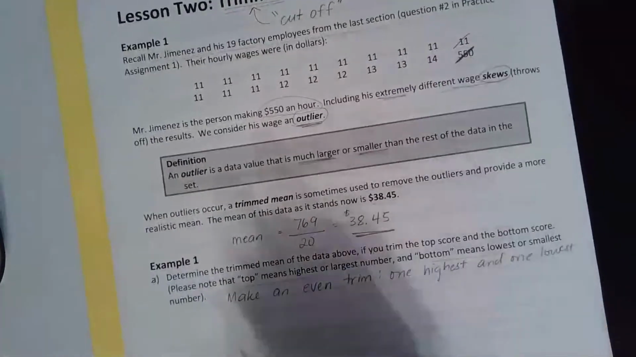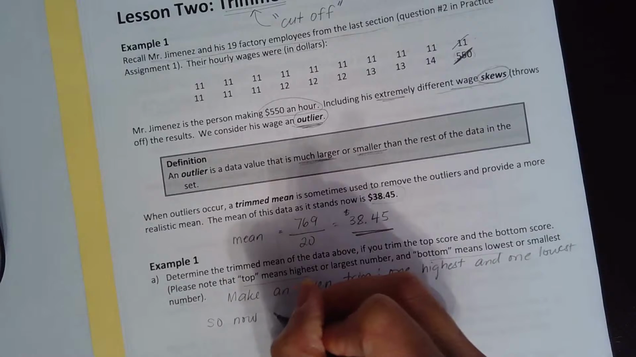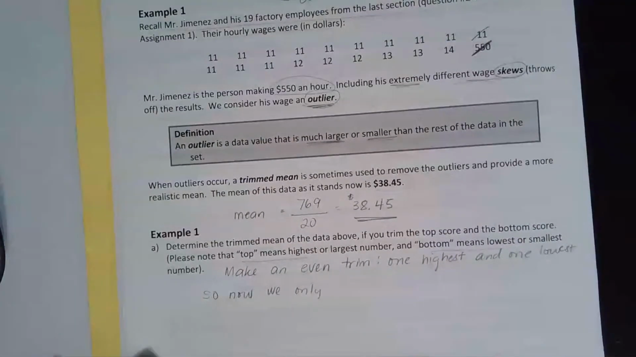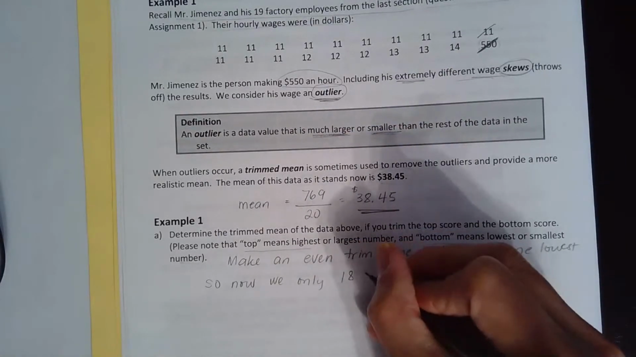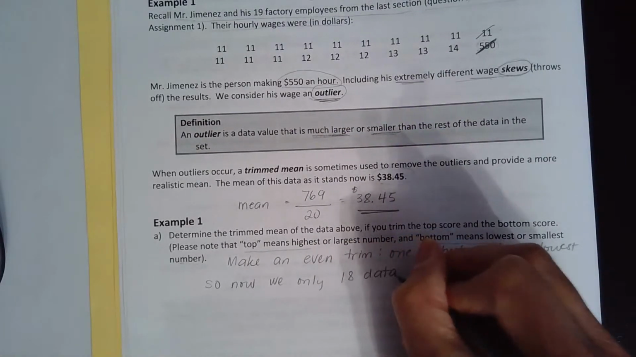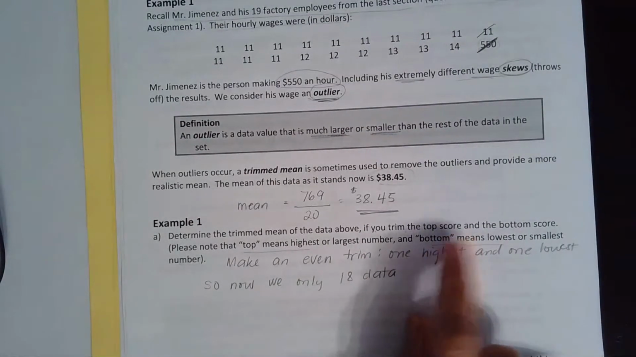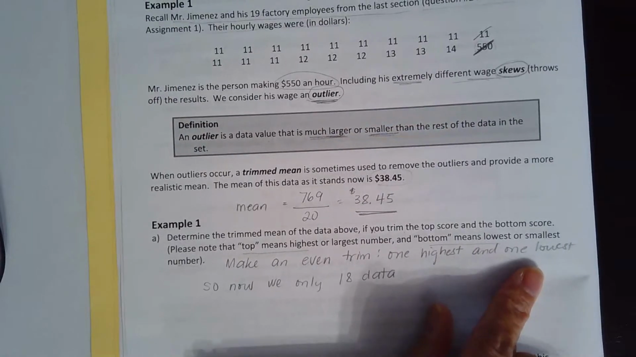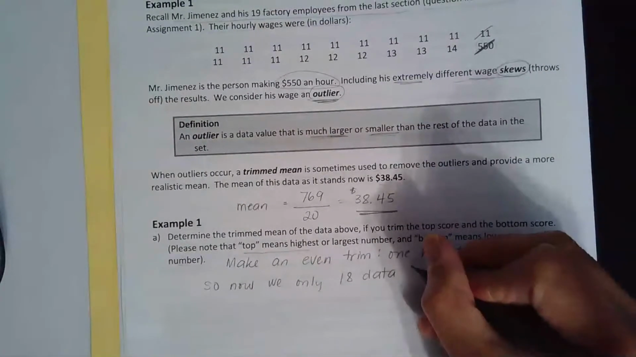So make an even trim. I'm going to look back up here and see which is the highest that I'm going to trim, and I'm going to trim the lowest. The lowest would be the 11, so I'm going to trim these two, the lowest and the highest. How many am I going to be left with? We only have 18 data, right? Because we started off with 20, but we cut off the highest, and then we cut off the lowest. We are now left with 18 data.